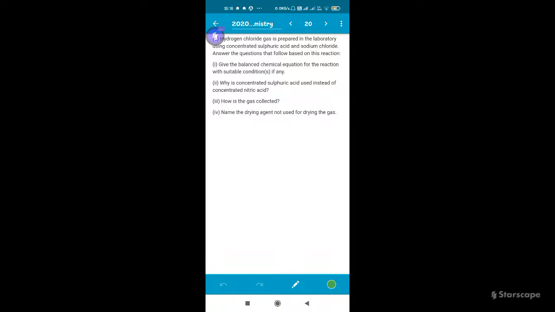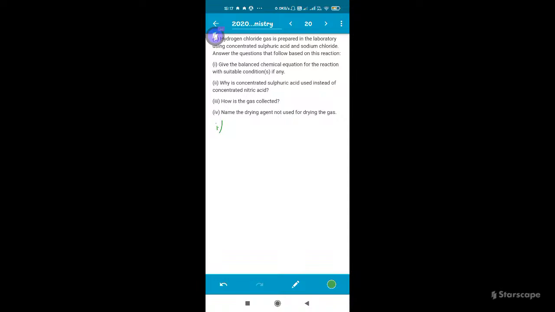Hydrogen chloride gas is prepared in the laboratory using concentrated sulfuric acid and sodium chloride. Answer the questions that follow based on this reaction. So this is from the chapter hydrogen chloride gas. A very interesting chapter. You get to know a lot of things about this important reagent which we use extensively in the laboratory. So our first question is, give a balanced chemical equation for the reaction with suitable conditions. Suitable conditions means we have to mention the temperature, and if there is any catalyst used, we have to mention that also. But there is no catalyst in that reaction, so we are just going to write the temperature.